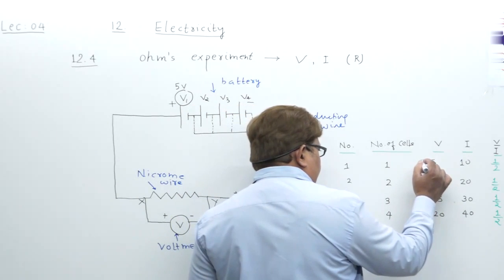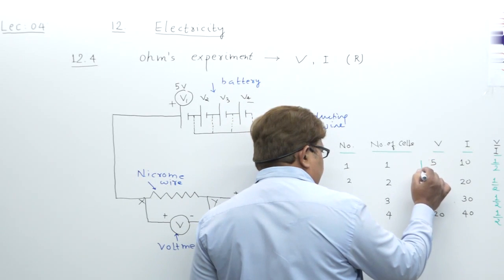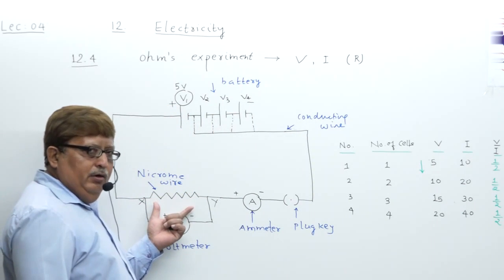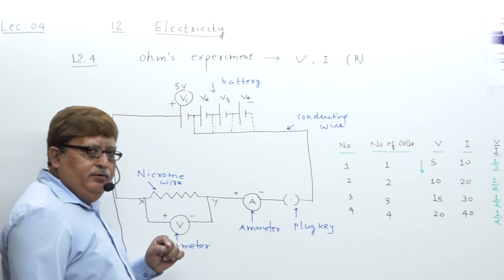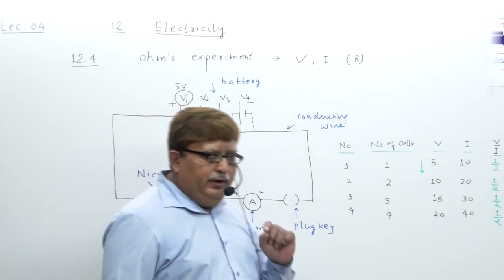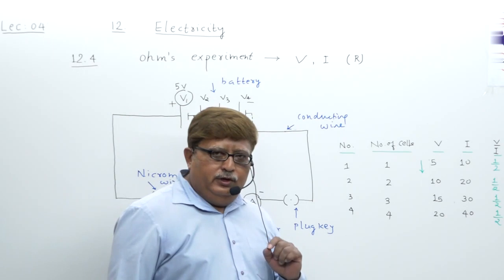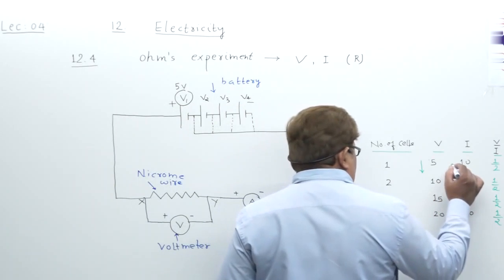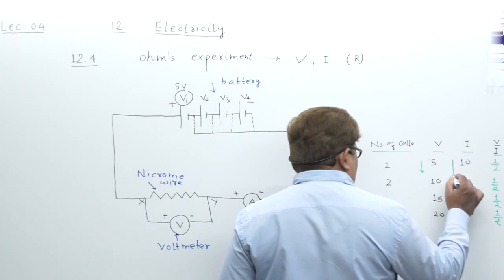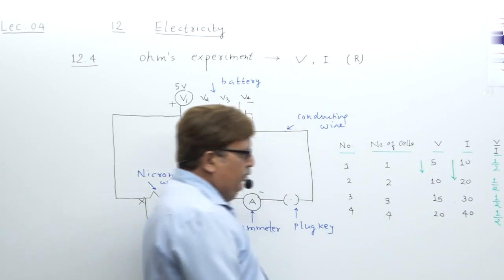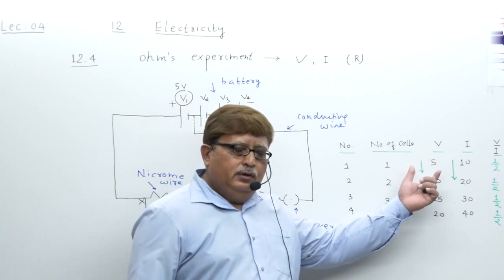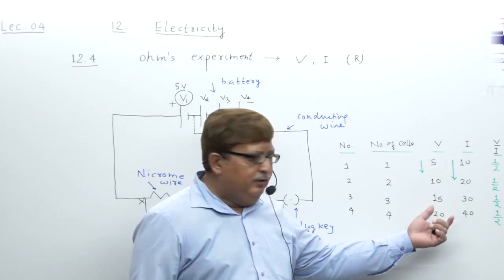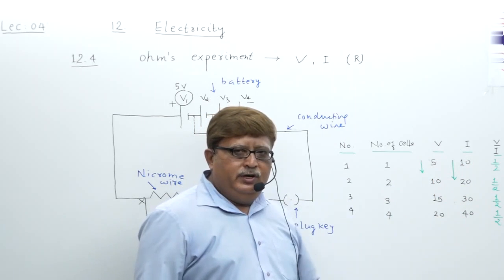As the value of V, that is the potential difference across two ends of the resistor, increases, I also increases, since both physical quantities increase simultaneously, so the ratio remains constant.